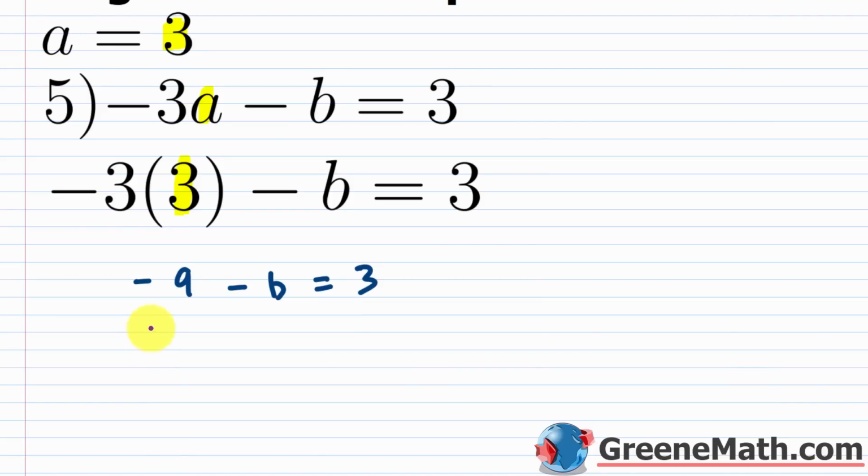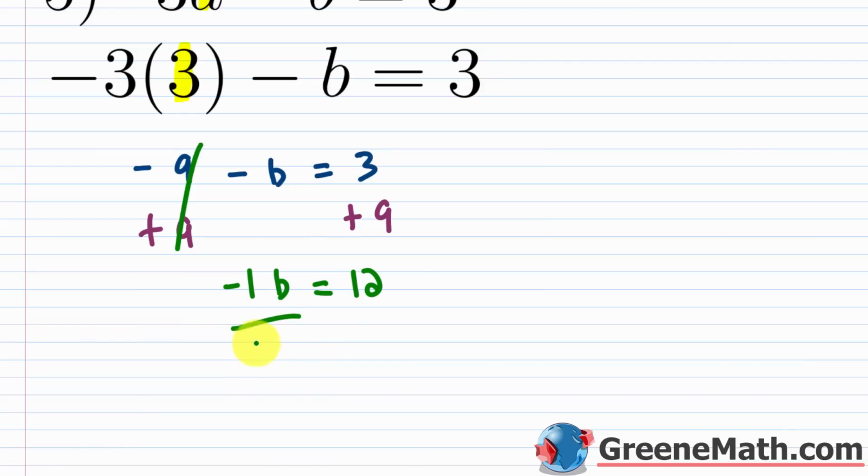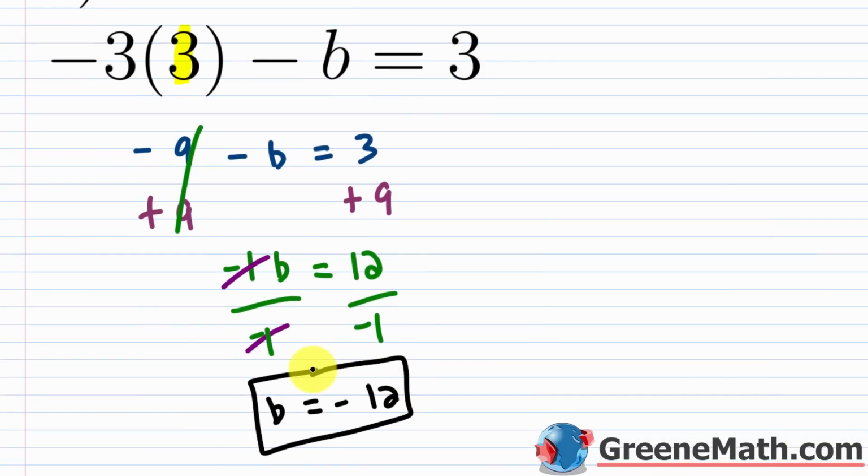Let's add 9 to both sides of the equation. This cancels. You're going to have -b, let's just write -1b, is equal to 3 plus 9, that's going to be 12. So we're going to divide both sides of the equation by -1, so that cancels. And we're going to have b is equal to 12 over -1, which is -12. So our a value is 3, and our b value is -12.